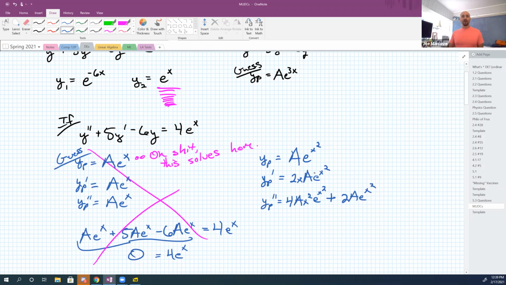Okay. So now I'm going to plug all this in, right? So I'm going to get yp double prime. So I got 4ax squared e to the x squared plus 2a e to the x squared. Let's see, where did the rest of my equation go? Plus 5 times yp prime. So that's going to be times 2x. Oops, 2x a e to the x squared minus 6. Oh, geez, I'm going to need more space.